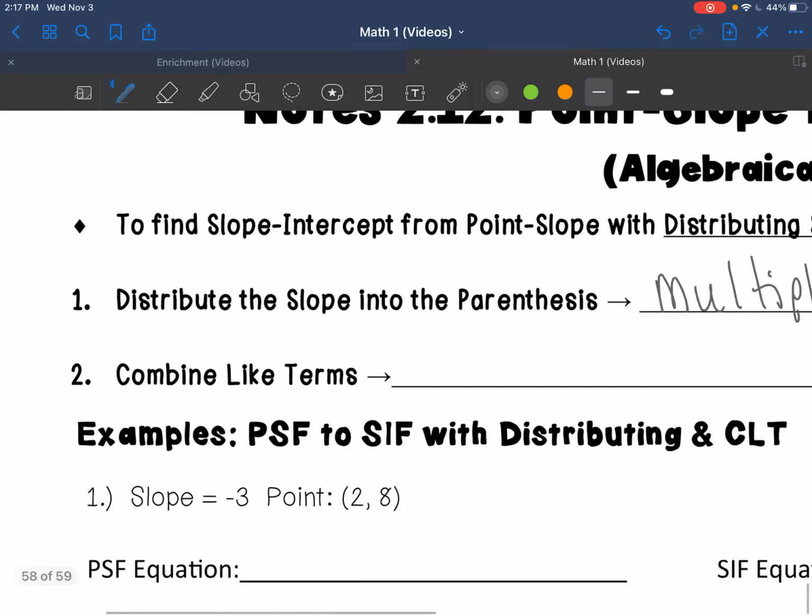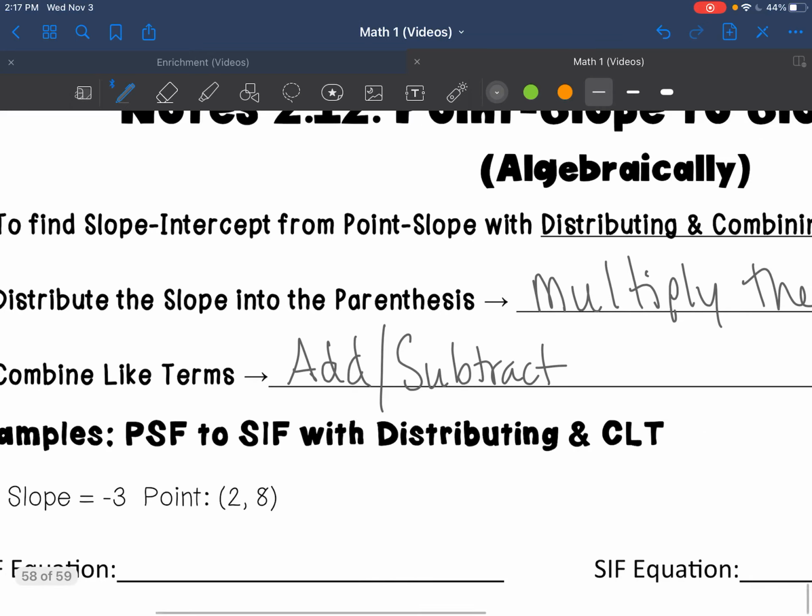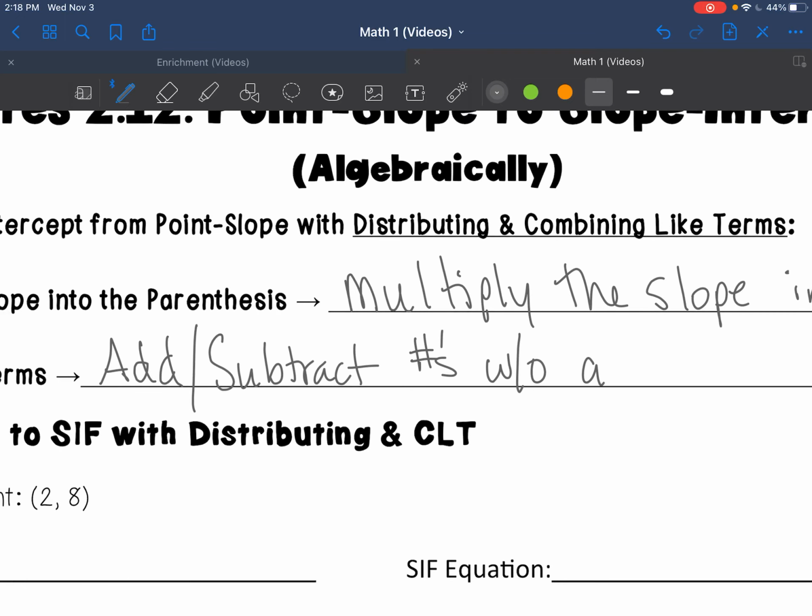Okay? Where it says combine like terms, this means that we add or subtract numbers without a variable. We can combine like terms for numbers that do have a variable, but for today's purposes, it's the ones without a variable.